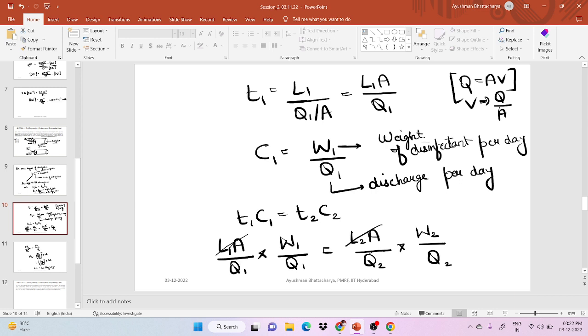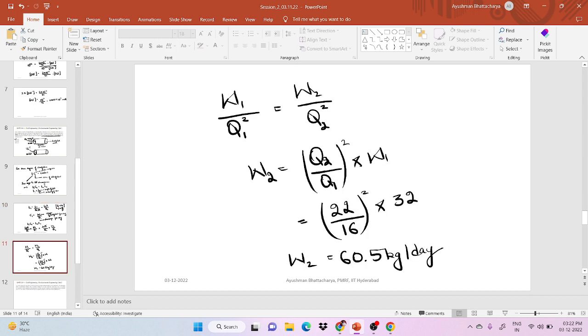Similarly, we did it for the concentration also. After substituting this in T1 C1 and T2 C2, we derived one equation, which is W2 equals (Q2 by Q1) whole square into W1. We substituted the values given in the question of Q2, Q1 and W1, and from here we got the value of W2, which came out to be 60.5 kg per day.